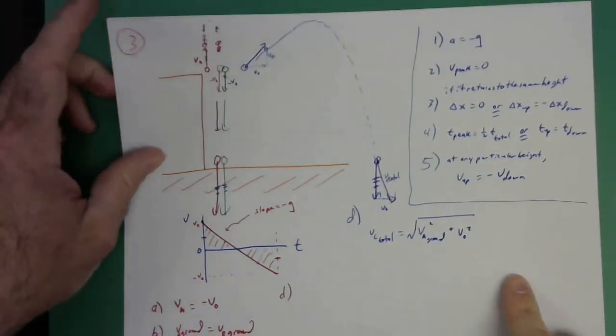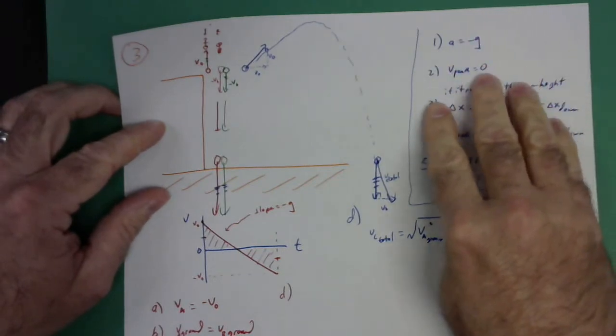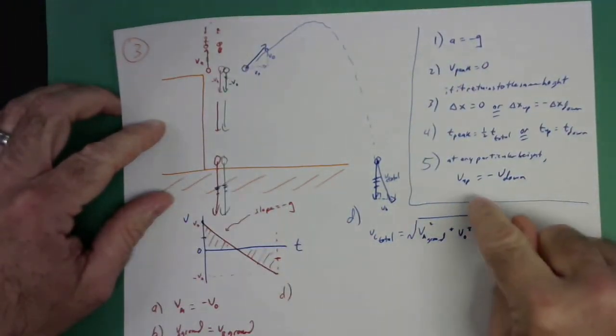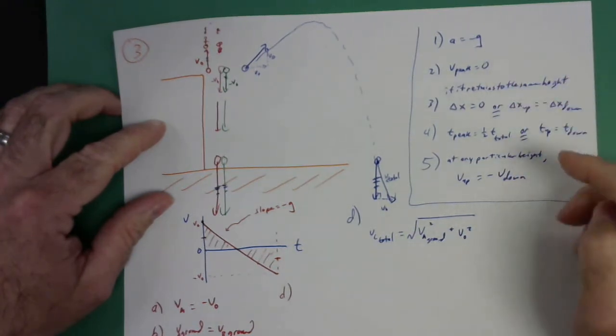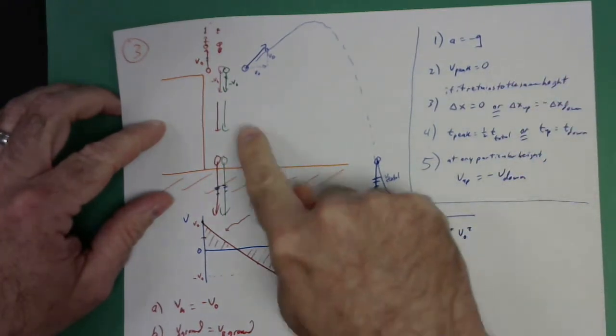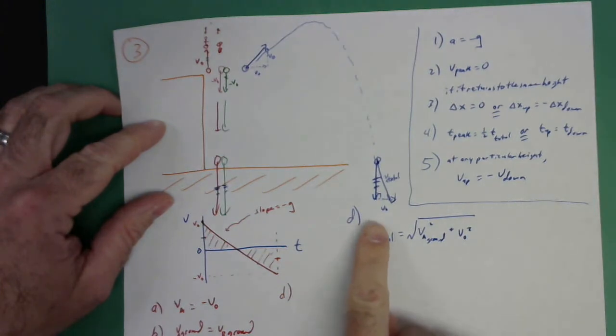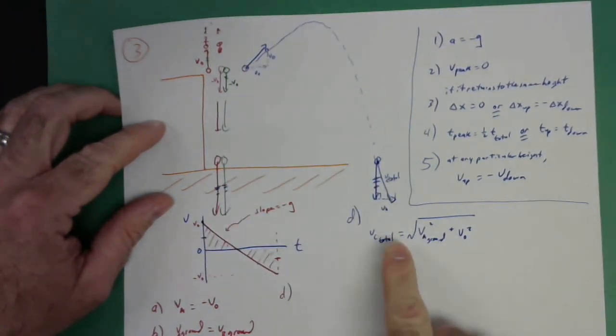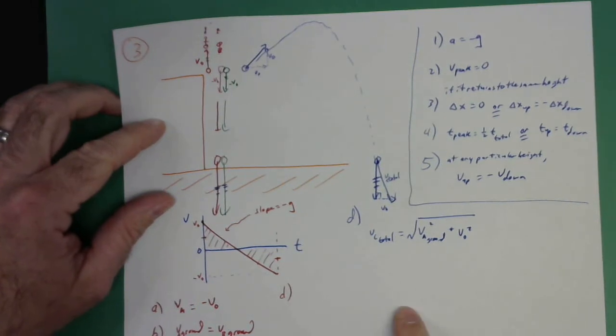Problem 3. A little bit of a reminder of those 5 critical things to know about this special up and down motion with constant acceleration, negative g. And then reminding you of some of these bits of how we deal with projectiles, with splitting into components and using the Pythagorean theorem. Good stuff.